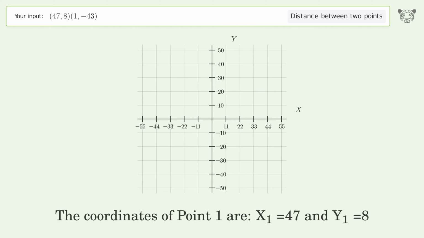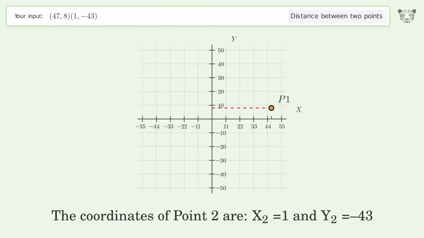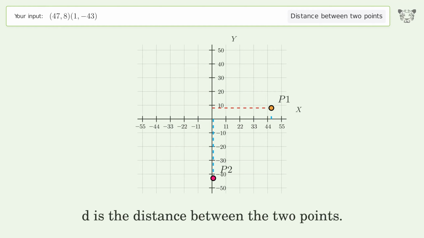The coordinates of point 1 are x1 equals 47 and y1 equals 8. The coordinates of point 2 are x2 equals 1 and y2 equals negative 43. D is the distance between the 2 points.